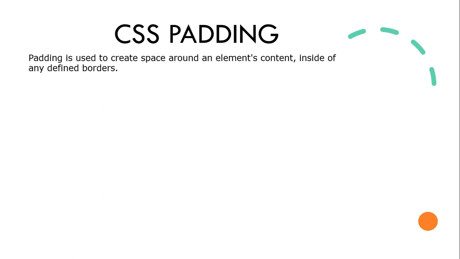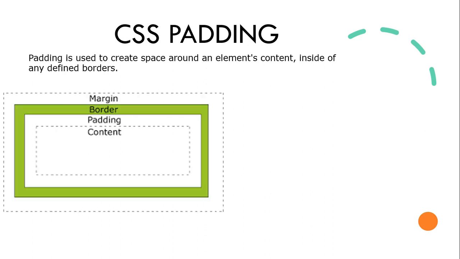Now let's talk about the CSS padding. Padding is used to create space around an element's content inside of any defined borders. In previous videos, we have seen the CSS margin, and it defines the space outside the border. But CSS padding defines the space inside the borders and around the element's content.